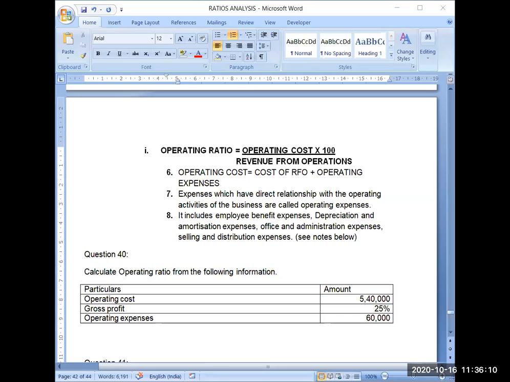And what are operating expenses? Operating expenses are generally office expenses as well as selling and distribution expenses. However, cost of revenue from operation is also an operating expense. So that's why operating cost has two parts.